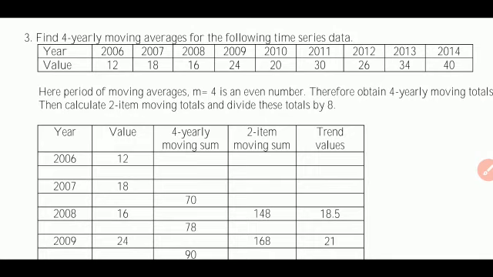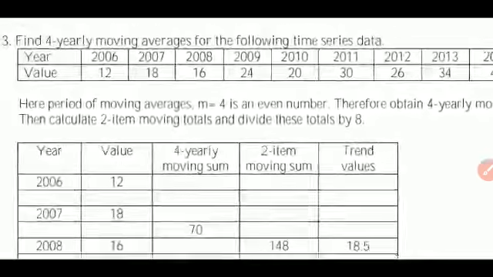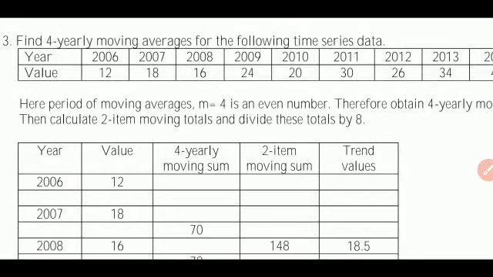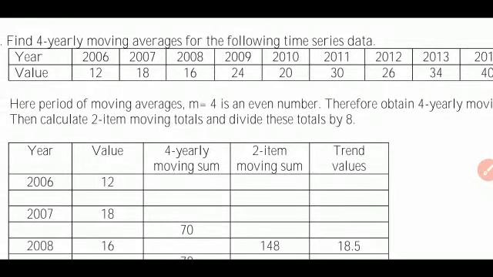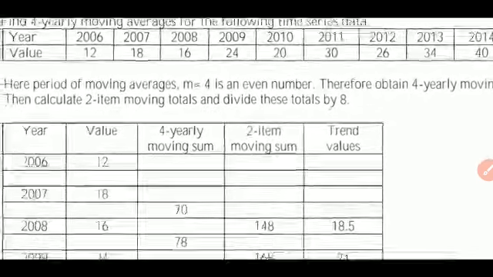What is the example? Find 4 yearly moving averages for the following time series. What is the question here? Years 2006, 2007, 2008, 2009, 10, 11, 12, 13 and 14. The values are 12, 18, 16, 24, 20, 30, 26, 34 and 40.